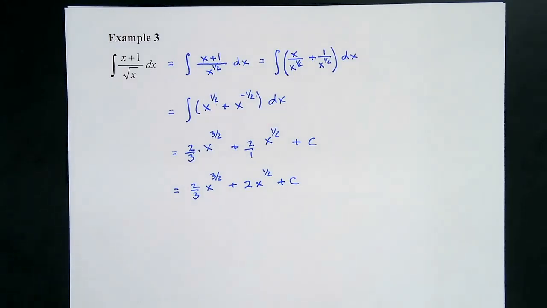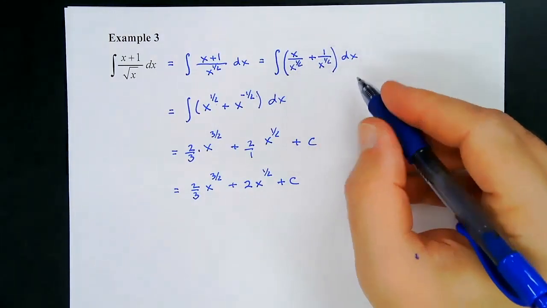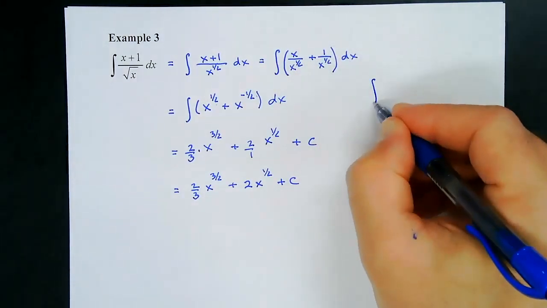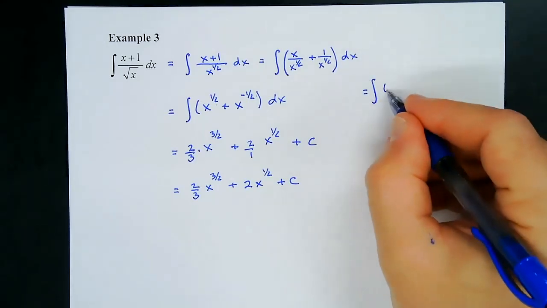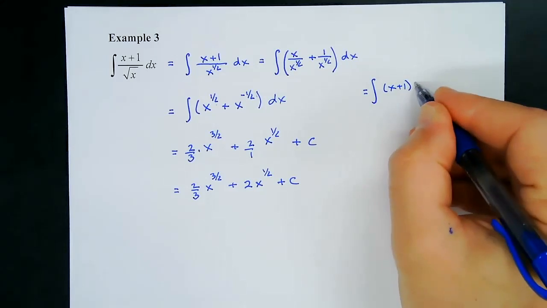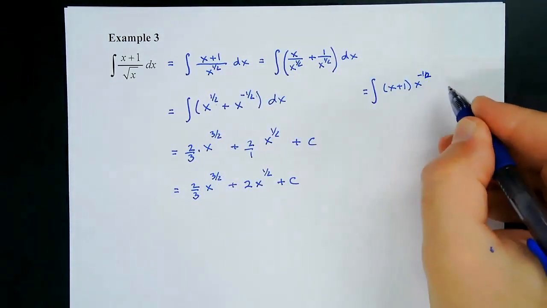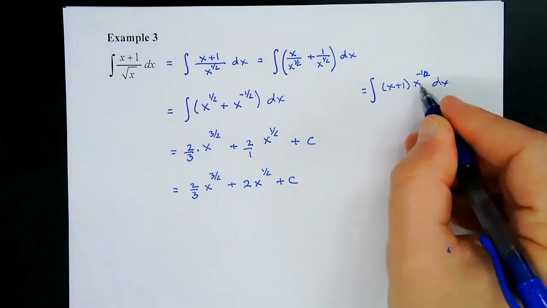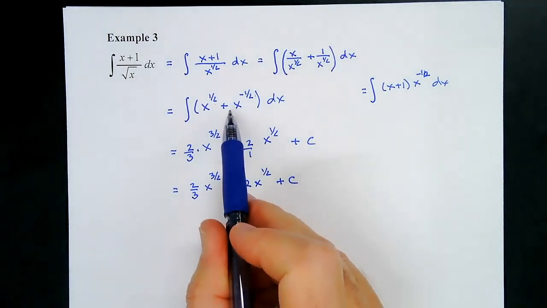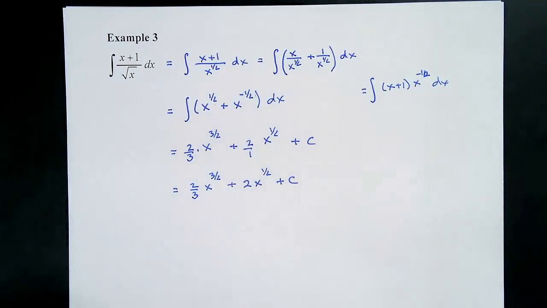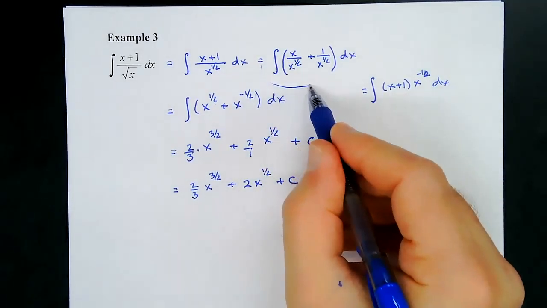Now, another way of looking at this problem, instead of doing it the way I did it here, and I just want to give you options, okay? So I want to show you this. I'm not going to work it all the way out. You could rewrite this as x plus 1 times x to the negative 1/2 dx. And then if you went back and distributed that, you would get this right here. Okay, and so we'd be back to this way right here. Just another way of looking at it. So it could be this or this. Either one of these would work.